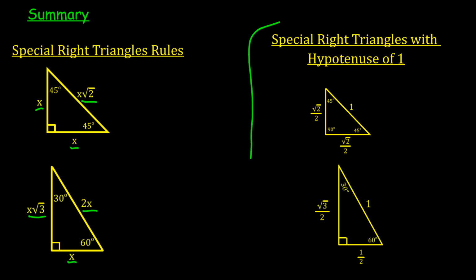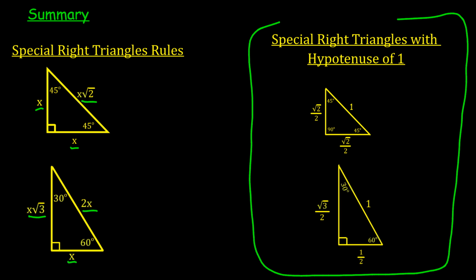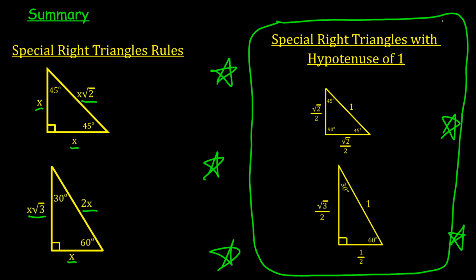The 2 most important ones that you'll ever need to know for any math class are the 2 on the right, when the hypotenuse is 1. Those are really, really important, especially as you start talking about the unit circle and trigonometry. So these are extraordinarily important as you get further along in math. These are ones that you'll need to memorize and know by heart. So that is special right triangles in a nutshell.